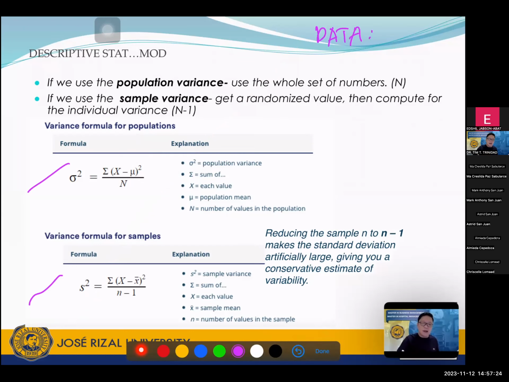If your data is coming from the whole population, like for example, 100 lang naman kayo estudyante na pinag-aaralan, so that is feasible, no? You can count them. So that is the total number of population. Okay? But kunyari naging 100,000 kayo, sobrang dami nyo nang isa-isahin, so we have to get a sample from that population. Okay, so if the source of your data came from the total number of population, ibig sabihin you were able to count the population, you're going to use the population variance.